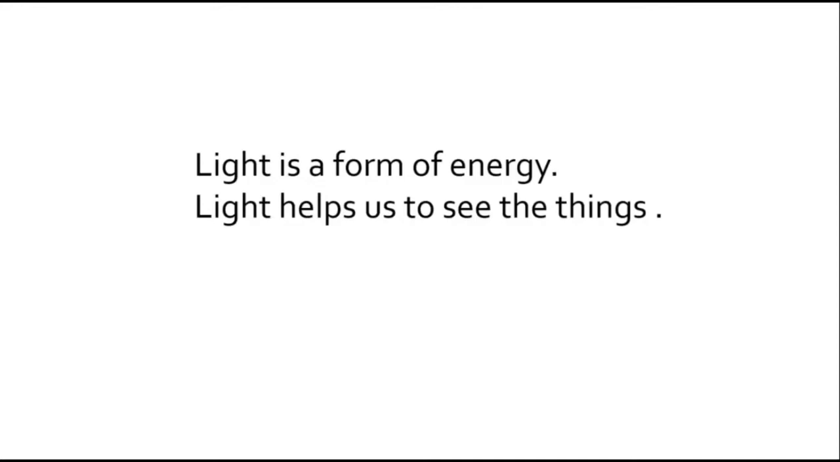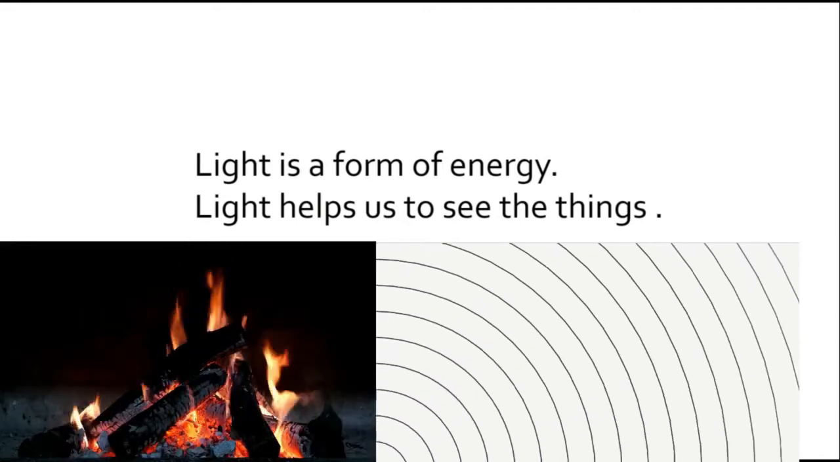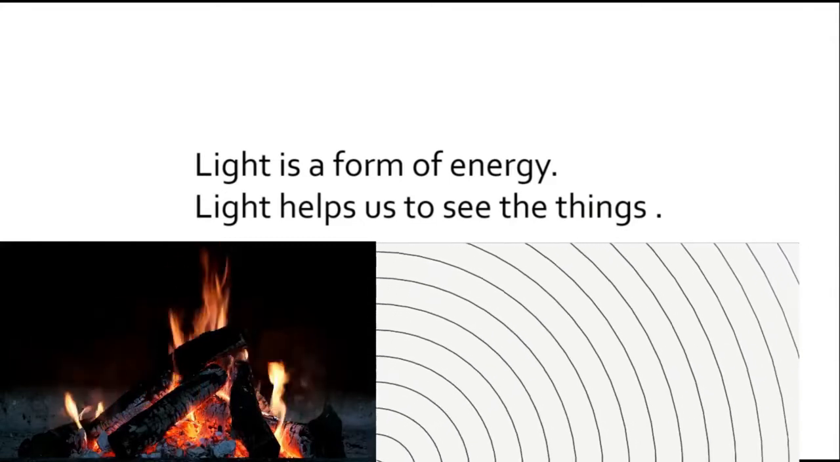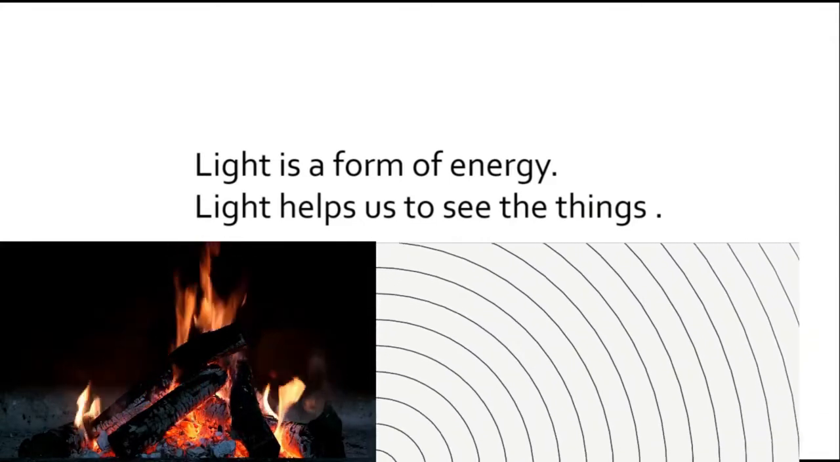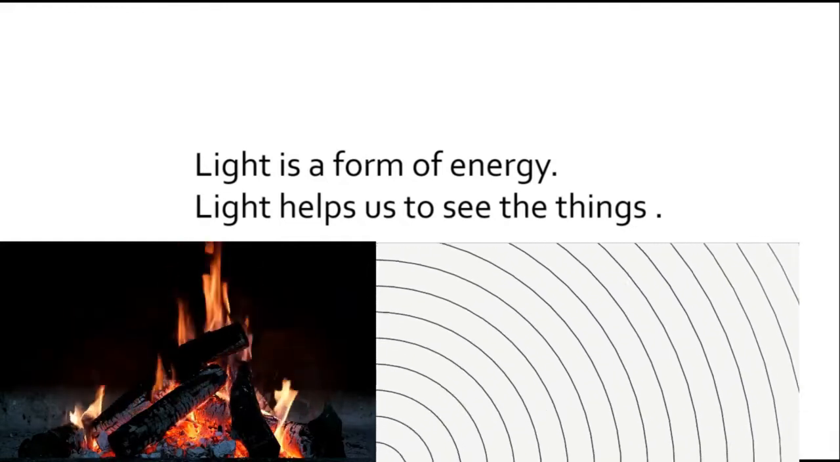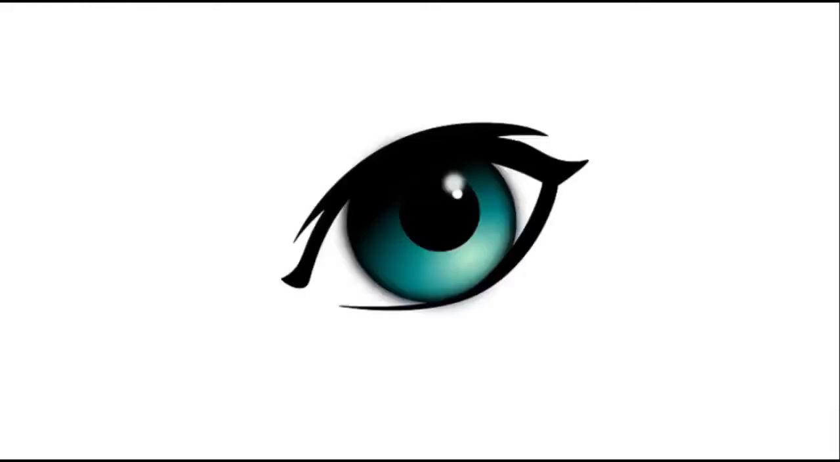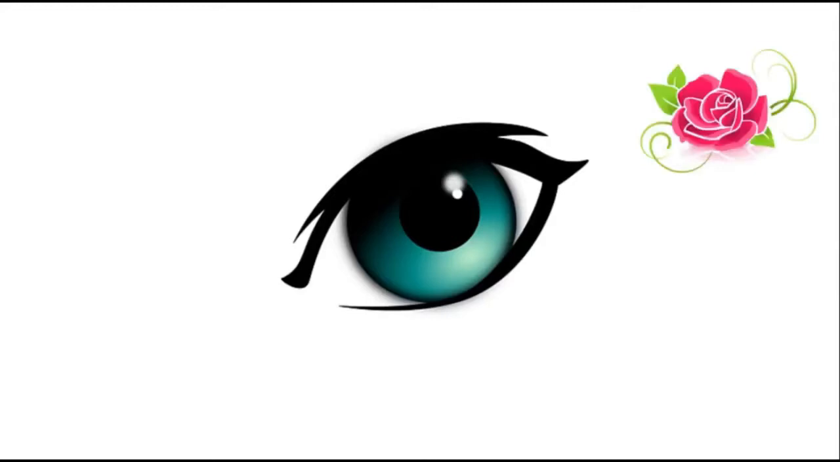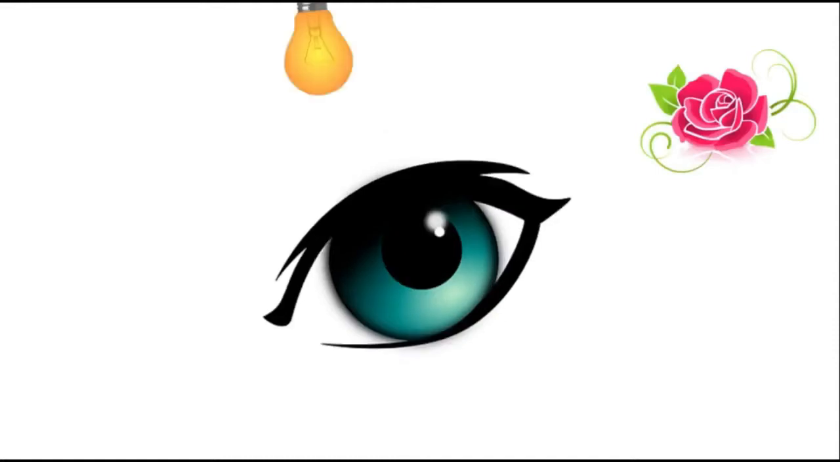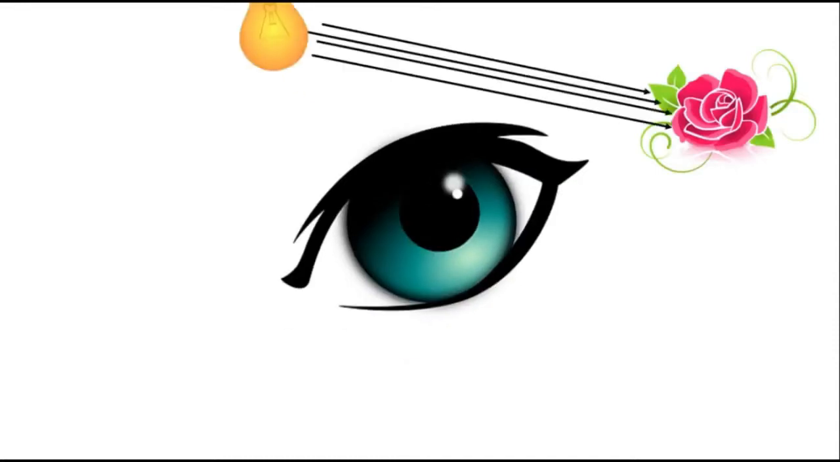You all know light is a form of energy, like any other energy, for example, sound energy, heat energy, and so on. Light helps us to see things. For example, if there is an object, let's say a flower, in front of your eyes, and light falls on the flower, you all know that it reflects light in all directions.